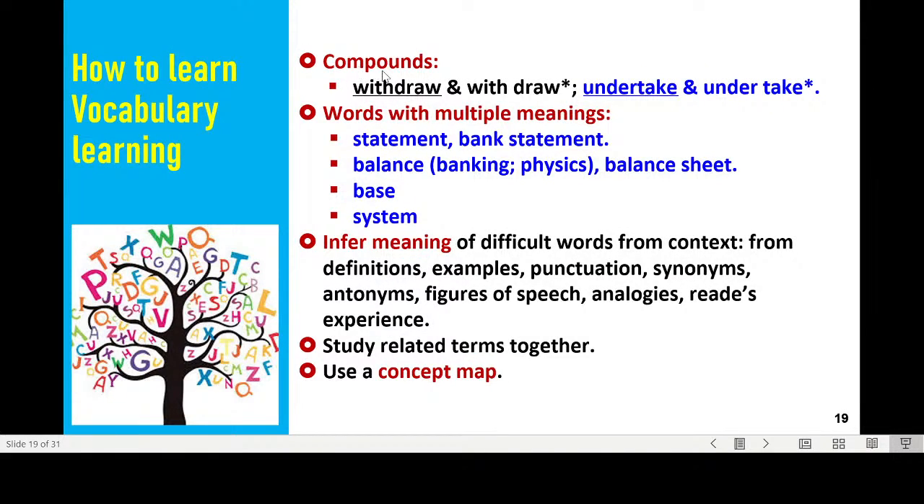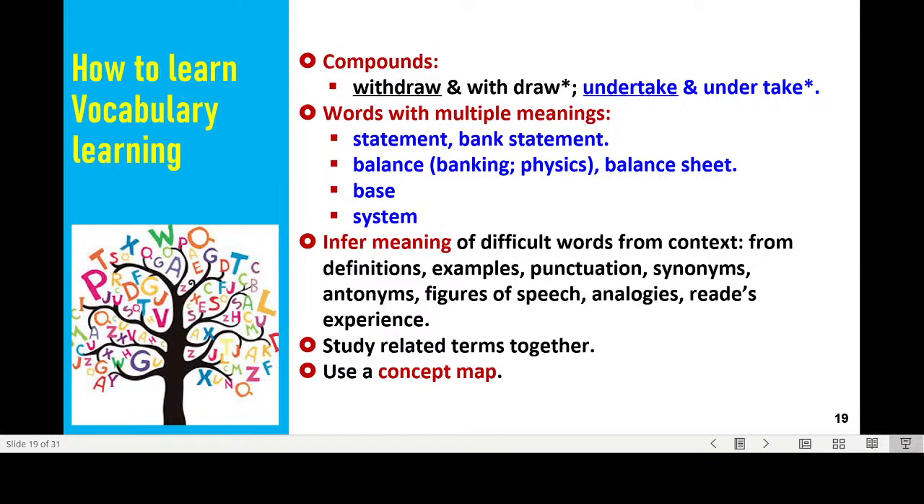We also come across compounds. Compounds are two words used together as one unit. In some compounds, the two words are spelled together, as in withdraw and undertake. They are not spelled separately because they don't have the same meaning when they are spelled separately. Or they can be spelled separately, as in high school, or they can be hyphenated.